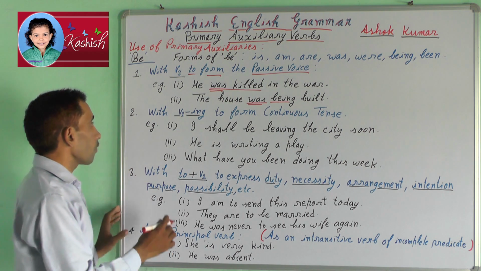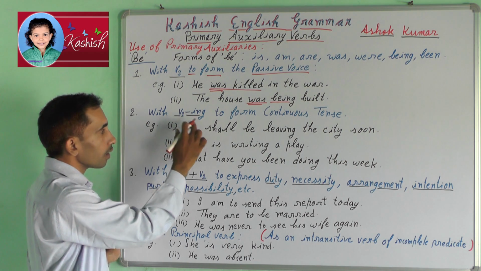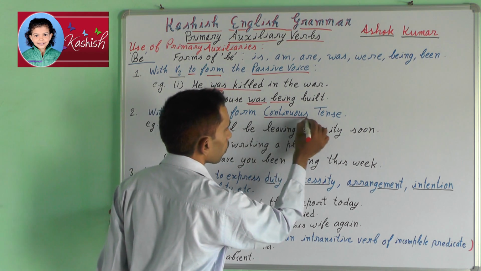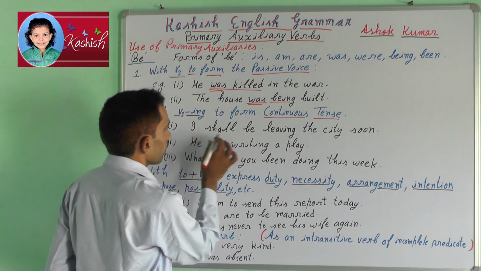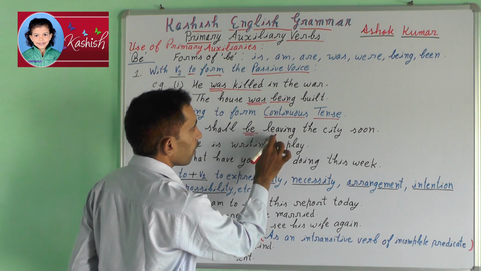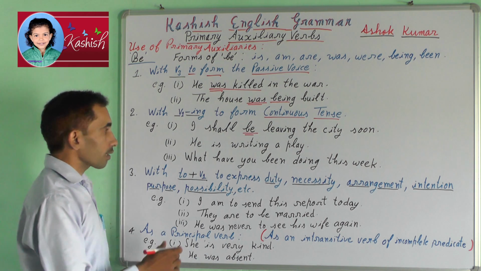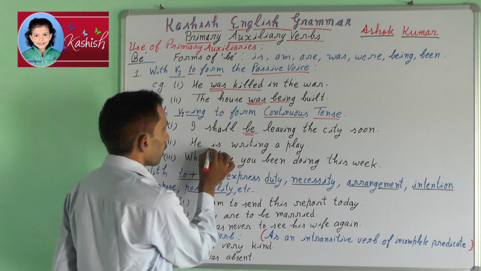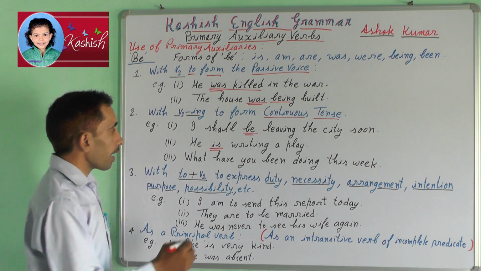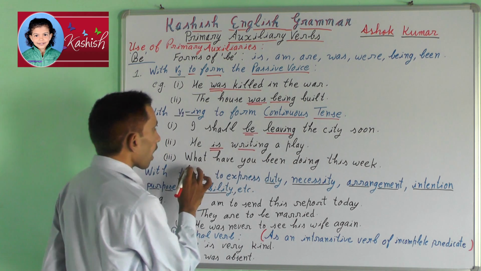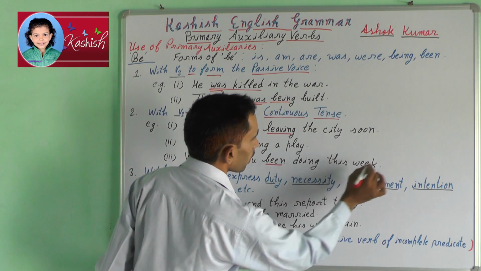Second, with first form of the verb adding ing to form continuous tense. For example, I shall be leaving the city soon. Next, he is writing a play. Next, what have you been doing this week?